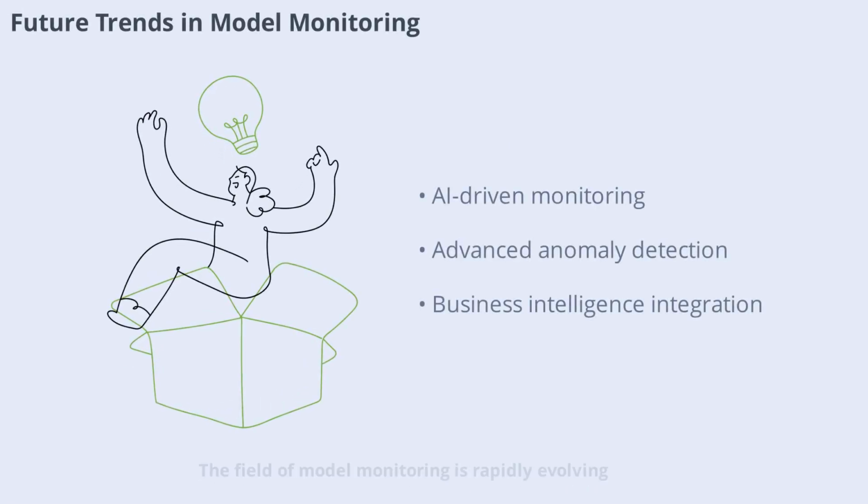The field of model monitoring is rapidly evolving. Emerging trends include the use of AI for automated monitoring, advanced anomaly detection, and greater integration with business intelligence tools. Staying informed about these trends helps you adopt new technologies and maintain a competitive edge.